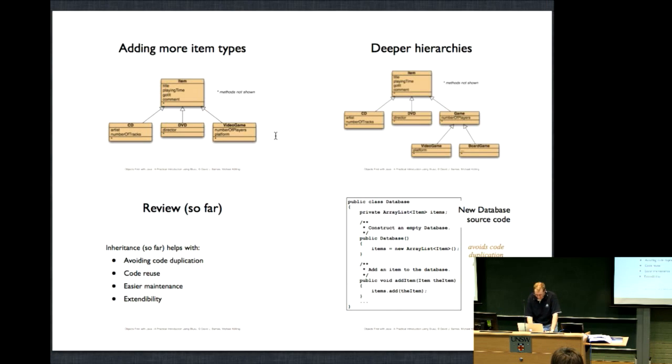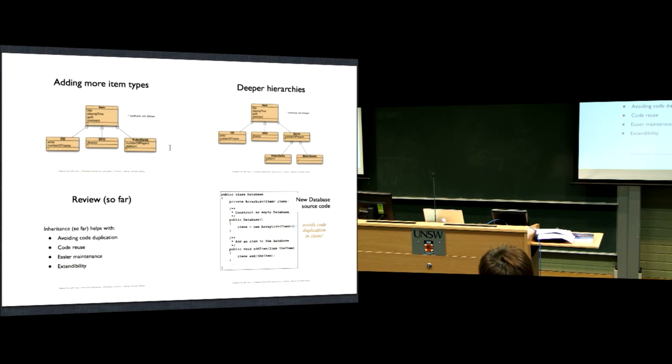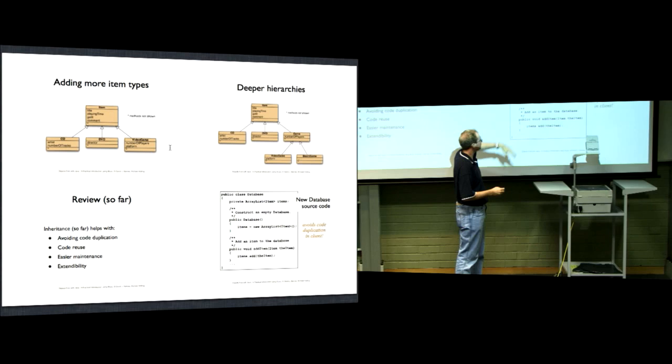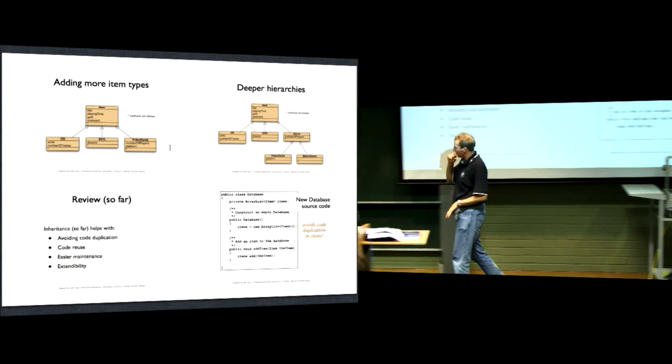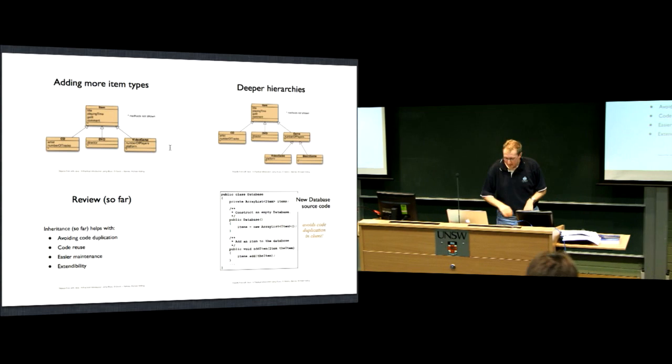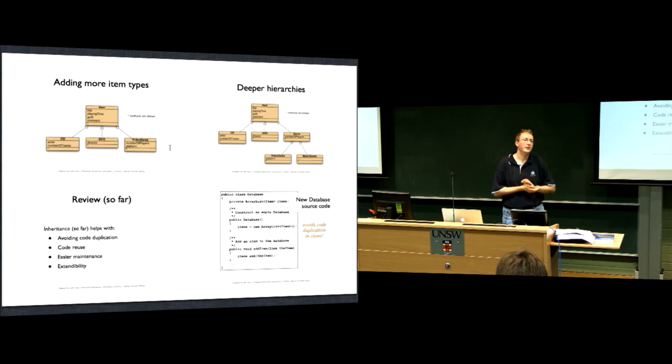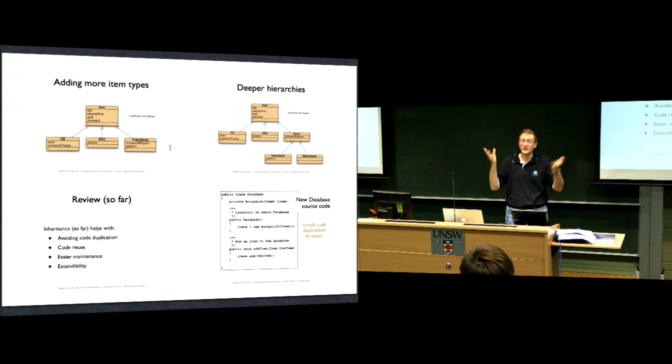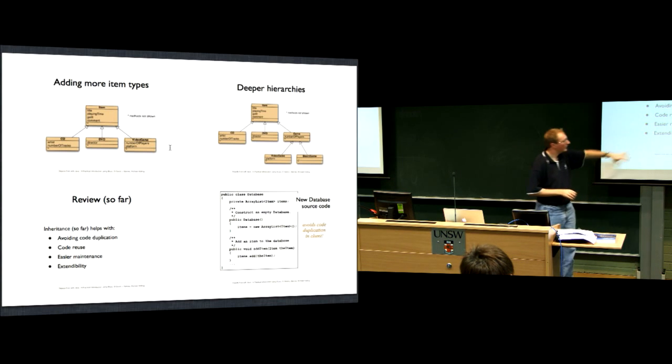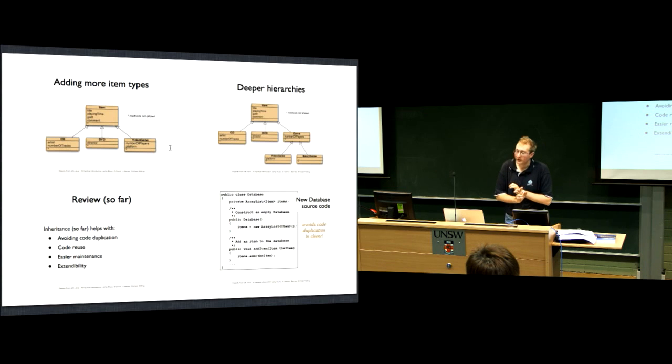So, as we can see, we can have as many classes that we want inherit from things, and you can go in all sorts of weird and wonderful ways, adding as many fields and methods as you want. As we've said, we do inheritance basically for these four reasons. Avoid duplication so we can reuse code. It makes it easier to maintain and it gives us a lot more power. And it's really, really nice.